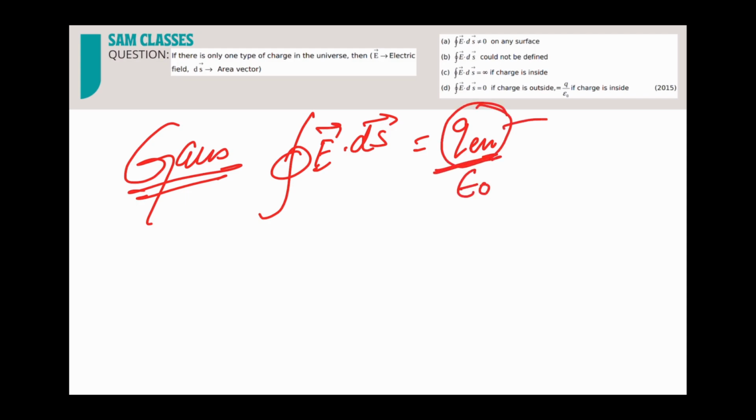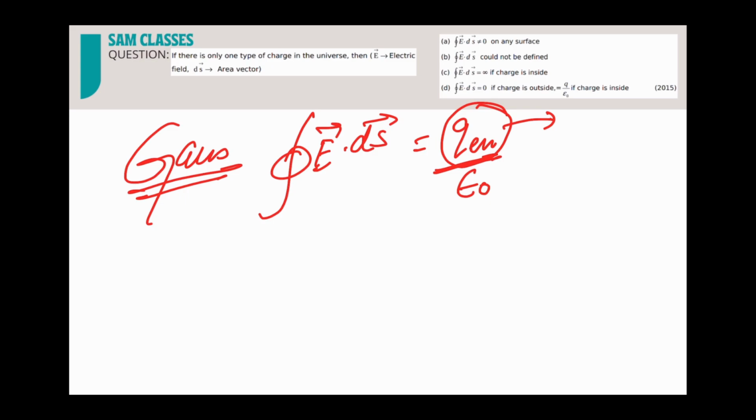Did he say what kind of charge enclosed? No, he didn't say positive charge or negative charge. He said total charge enclosed by epsilon naught. So what is the charge enclosed? Whatever it is. Okay. So if you see, E dot ds is equal to 0 if the charge is outside.